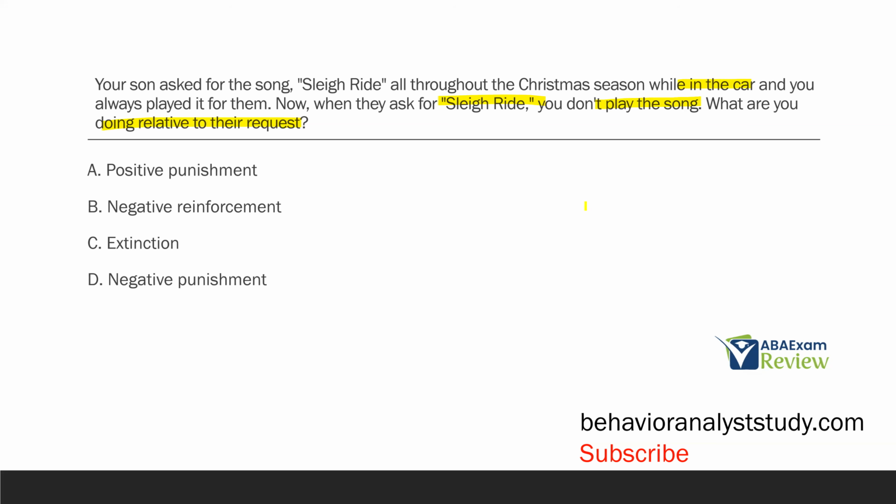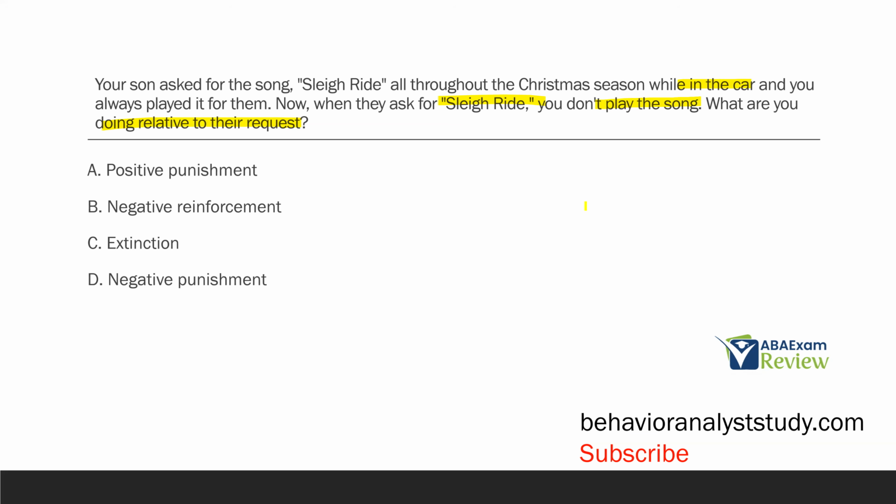A, positive punishment. Be very careful with punishment and extinction. They're not the same. They're two very different principles. Punishment is a consequence that is added or taken away. Extinction is a consequence that is withheld. Here, we're not adding anything. You're not taking the song away because the song was never playing. You just don't provide the reinforcement anymore.